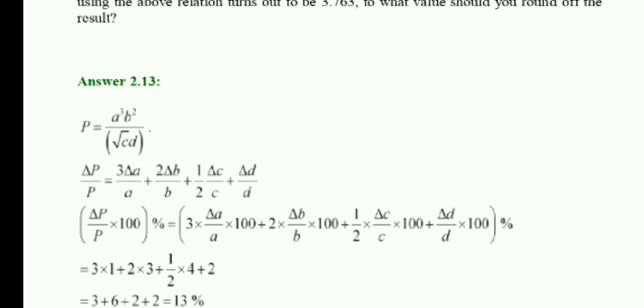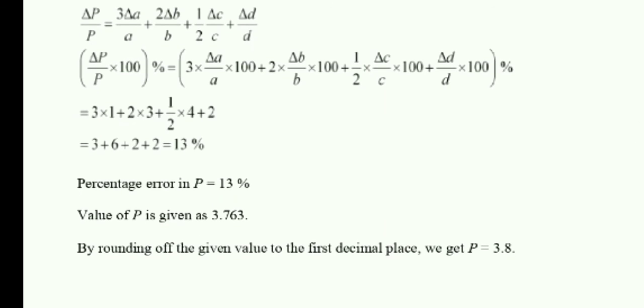Now the equation is P equals to A cube B square upon square root of C into D. The percentage error in the quantity P is given by 100 into delta P upon P equals to 3 into 100 into delta A upon A plus 2 into 100 into delta B upon B plus half into 100 into delta C upon C plus 100 into delta D upon D. Now put the values. This will be 3 into 1 plus 2 into 3 plus half into 4 plus 2. Now after solving this one we will get 13%. This is the answer.